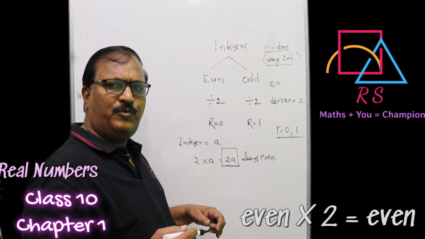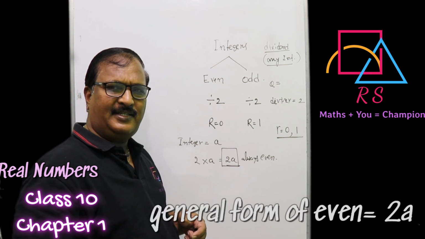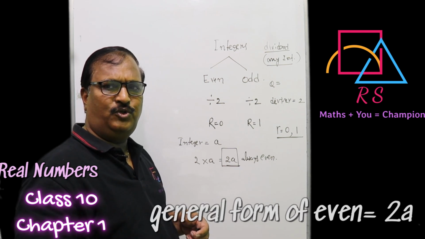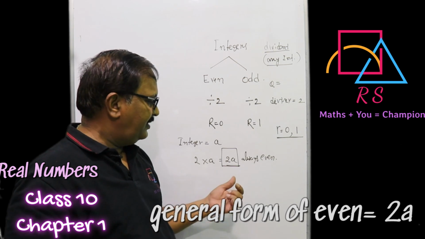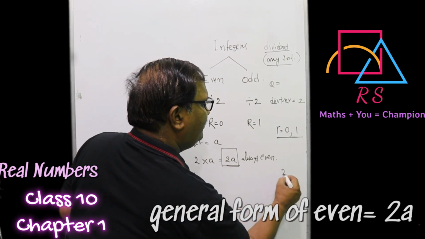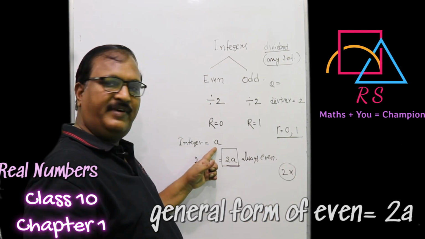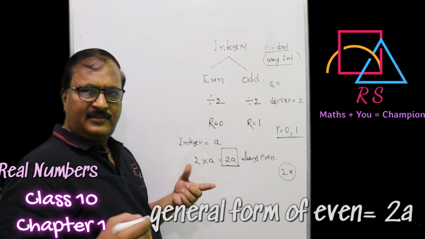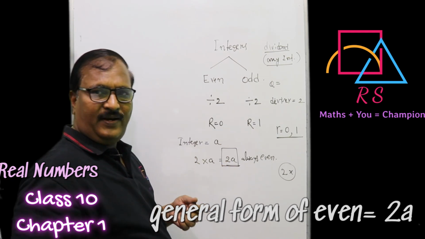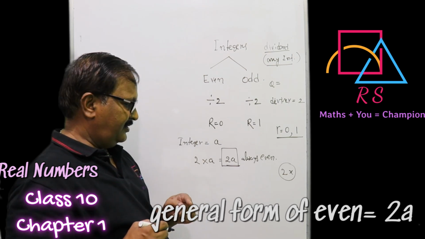So in different problems, we have to assume some variable, right? The sum of two even integers. At that time you can always take 2x. Generally we use the variable x, so here I have used the variable a. You can use x also, you can use z also, whatever is comfortable to you, but don't get confused.